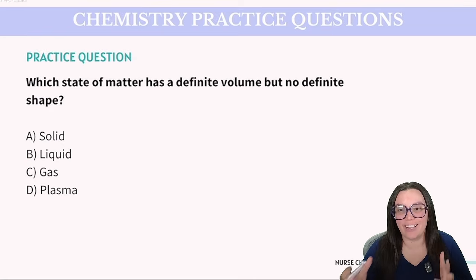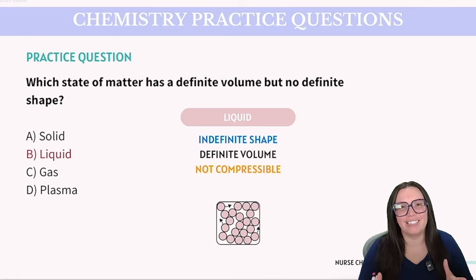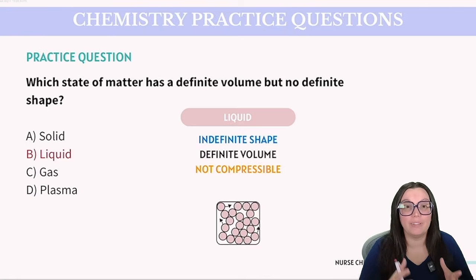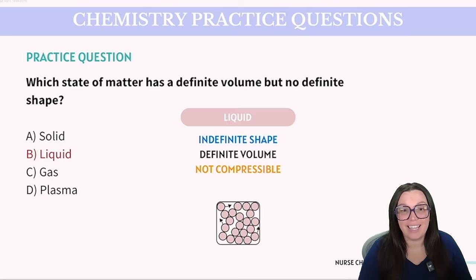What state of matter has a definite volume but not a definite shape? Is it solid, liquid, gas, or plasma? And the correct answer is B, liquid. Remember, liquids have a definite volume, meaning that they occupy a set amount of space, but they do not have a definite shape. Instead, they take the shape of the container that they're in.